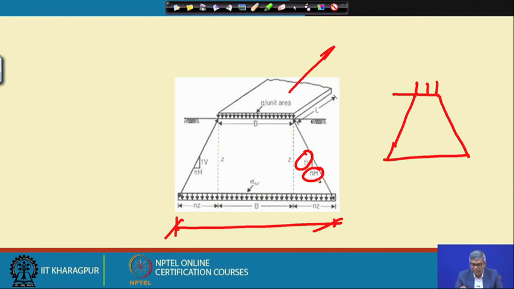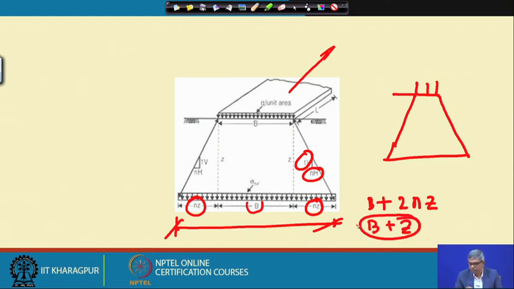If I take one vertical, N horizontal, then what happens? It is N times Z, and this will be B. This is the B projection. So, ultimately your width will be B plus 2 times N Z, and now if N is 0.5, it will be B plus Z. So, that means I can consider the widening of footing.